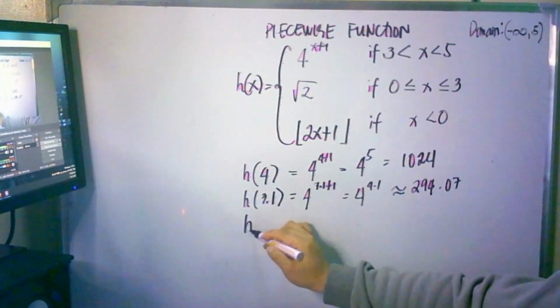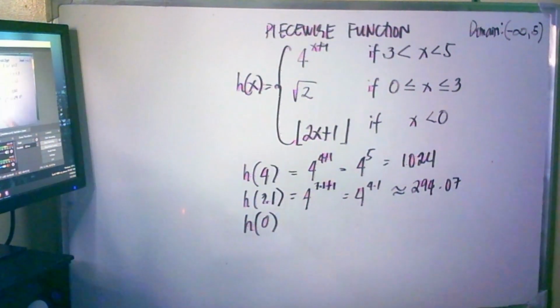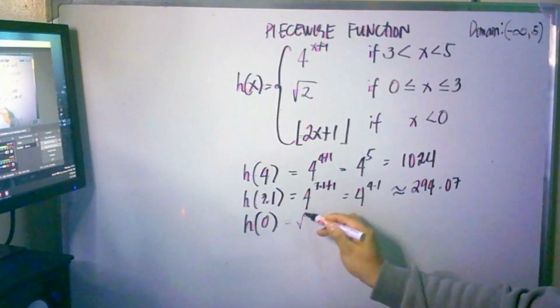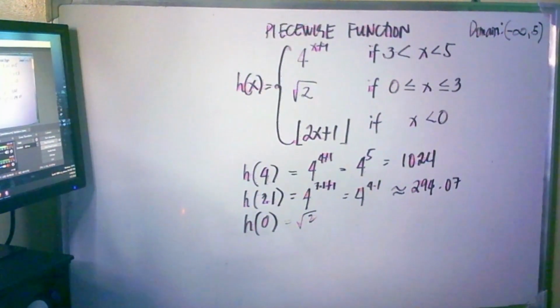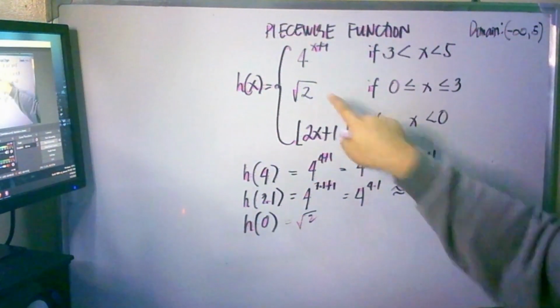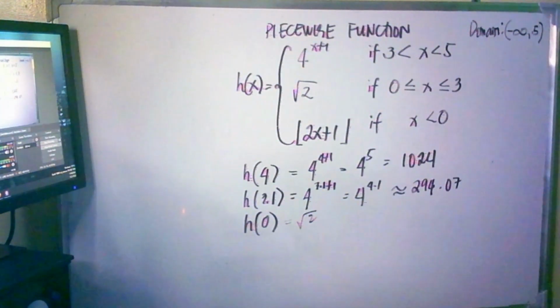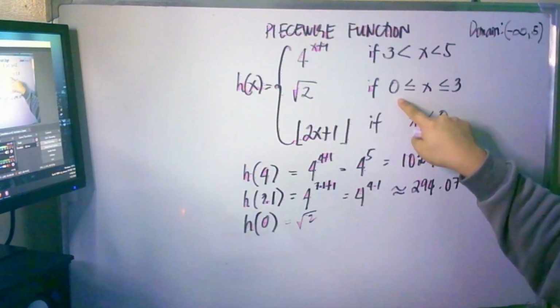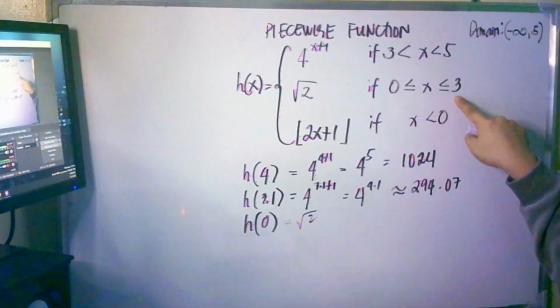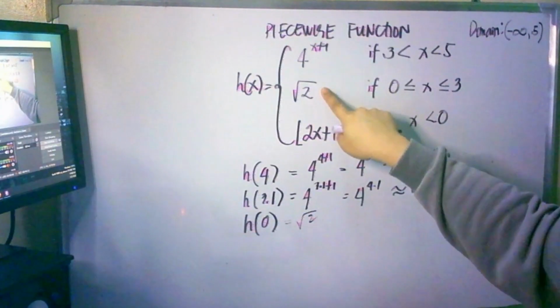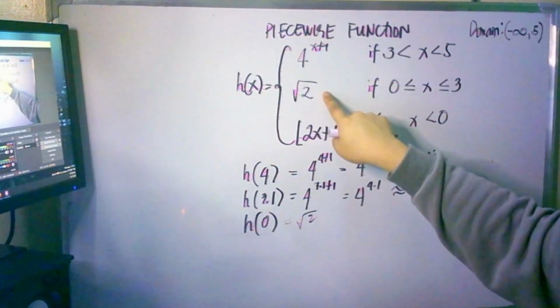How about h of 0? Second piece, sir. Second piece. So what is our answer? Square root of 2, sir. Square root of 2. That's it? Square root of 2, sir. Yes, that's it. Because the second piece is a constant function. So anong ibig sabihin nun? Basta ang input natin ay magmula 0 hanggang 3, excluding 0 and 3, the value of the function h of x is always square root of 2.